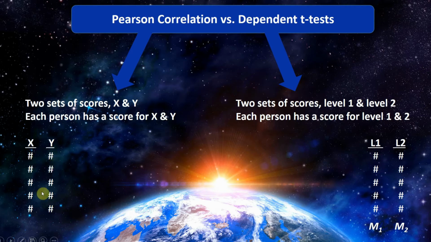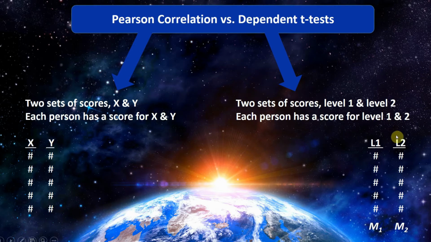Here we have two sets of numbers, and each pair comes from one person. Here we have two sets of numbers, and each pair comes from the same person. So, so far, it's easily confused. But here's where the differences lie. First of all, if we look at correlation, X and Y are two separate variables, like height and weight, time spent studying, test grade, age, and the number of hairs on your head. All right, these are two separate variables.